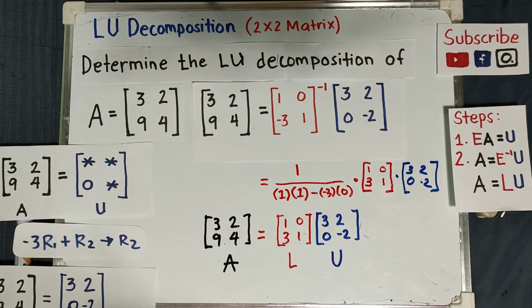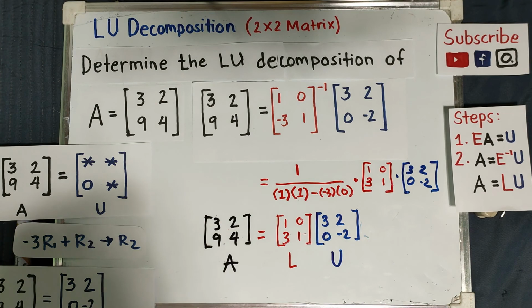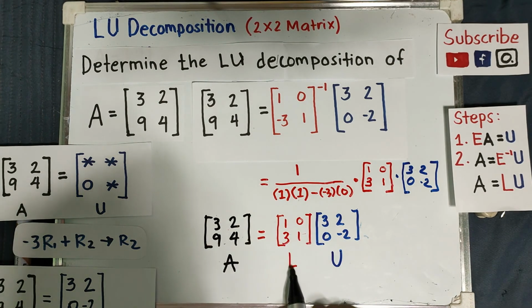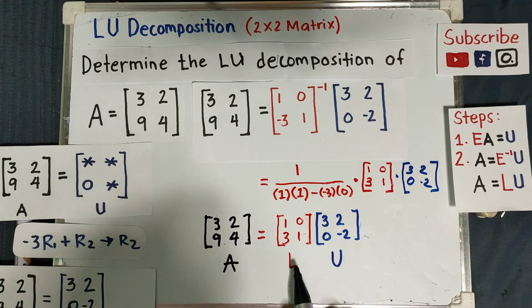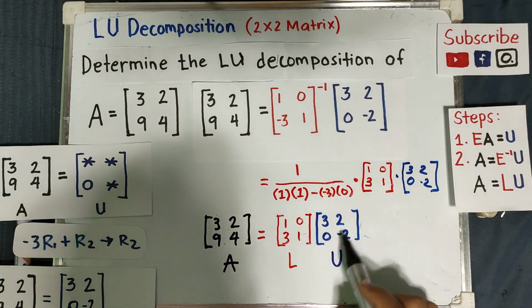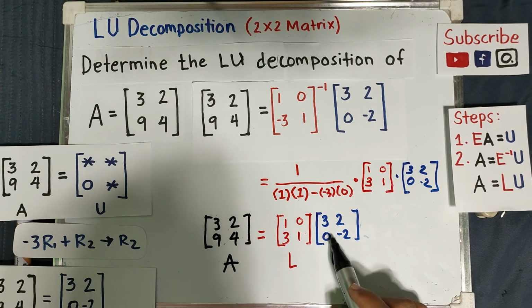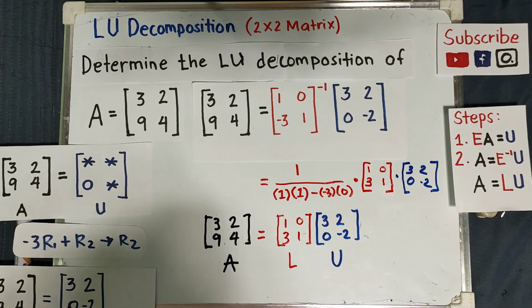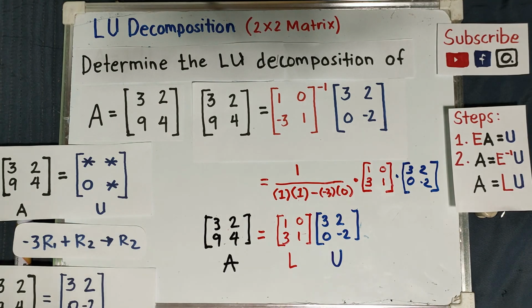Now, how do we check if our solution is correct? It's simple. We just multiply L times U. You already know how to multiply matrices, right? After multiplying, we expect the result to be the matrix A. So that is how we check the LU decomposition of a 2 by 2 matrix.